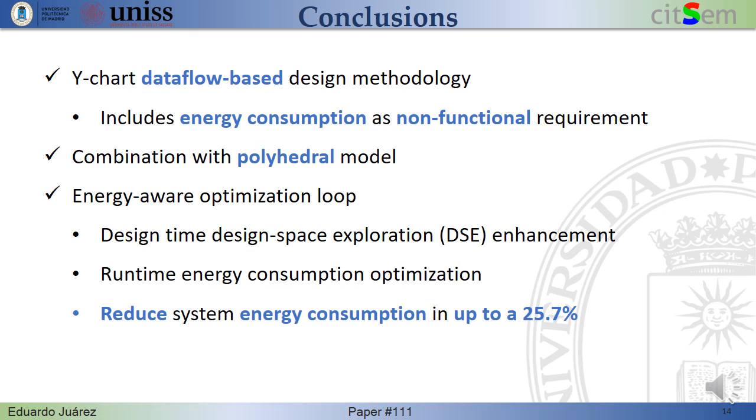As far as the energy consumption concerns, two real implementations of the energy-aware optimization loop have been carried out. One, targeting design time DSE enhancement, and the other focused on runtime energy consumption optimization. Promising results have been obtained in both cases, since they have been able to reduce the system energy consumption by up to 25.7%.